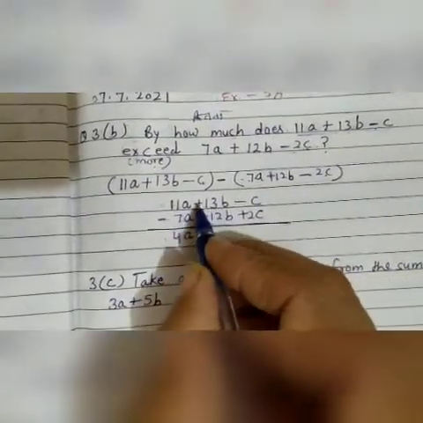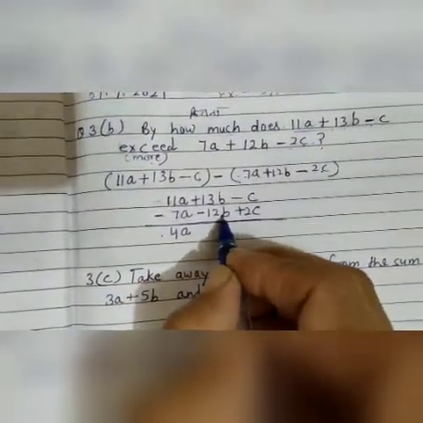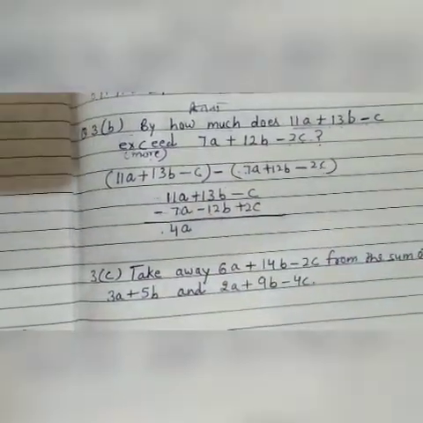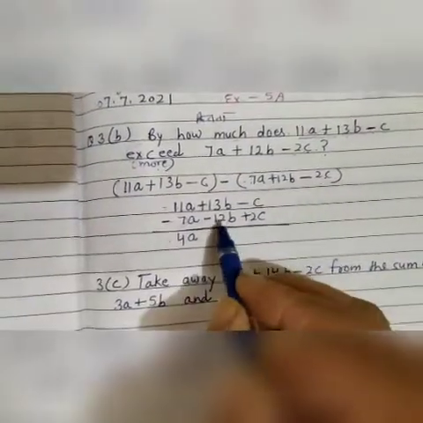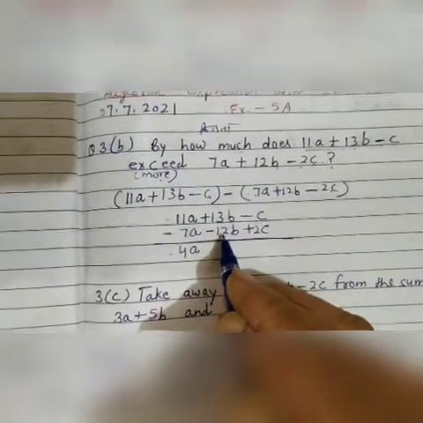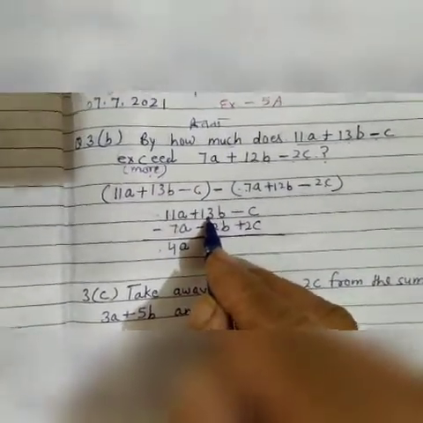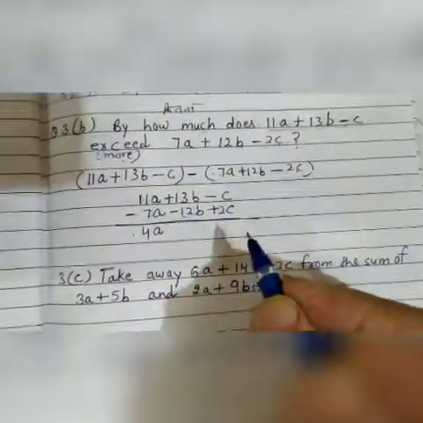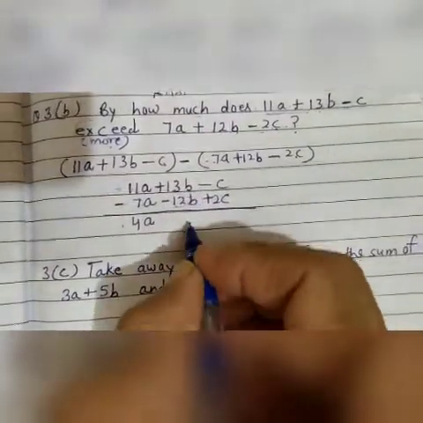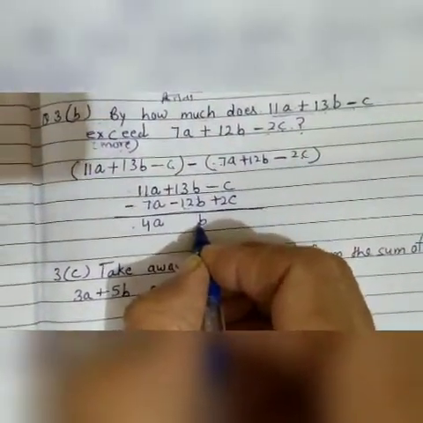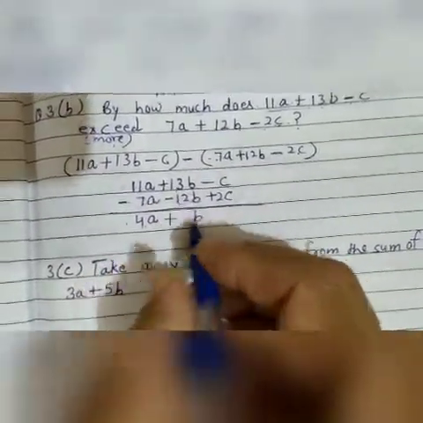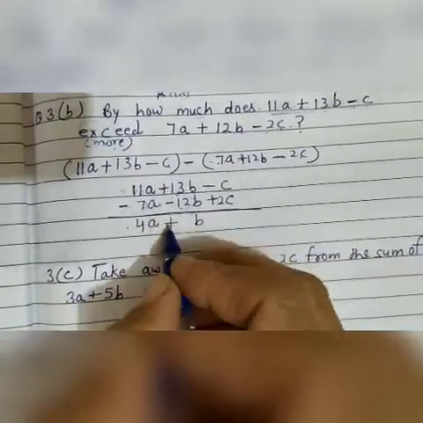Now here this is plus 13b, this is minus 12b. Again both the terms are with different sign. Then again we will subtract the smaller number from the larger one. When we subtract 12 from 13, we get 1. And students, you know, in algebra, we do not write 1. It is 1b. We will write it only b. And what is the sign before the larger number? Sign is plus, so it will be plus. This is 4a, then this is plus b.